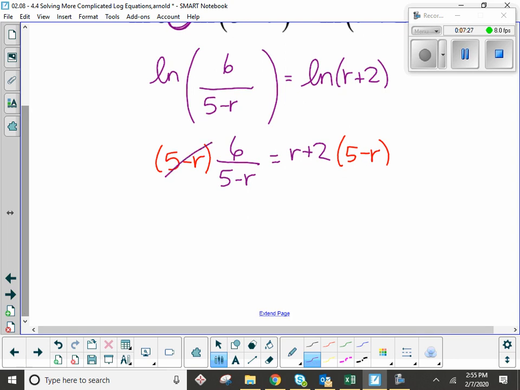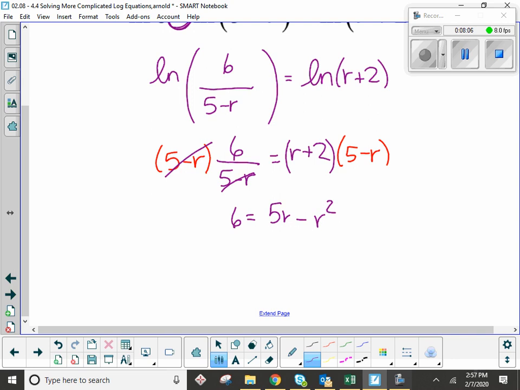So the 5 minus R's cancel, leaving me 6 on the left. And here's the thing about what's on the right. It really looks like, the way I've written it, that I just need to distribute the 2 and then combine like terms. That's if I was being sloppy with my math. But that 5 minus R isn't just times the 2, right? It's actually times everything on that right-hand side. So this is really a FOIL problem. Okay, not just distributing the 2. So take a second and FOIL the right-hand side of your equation.